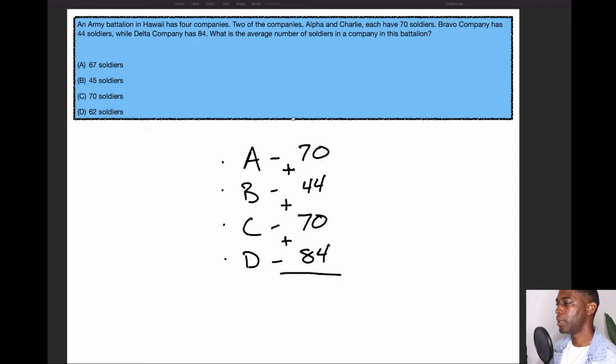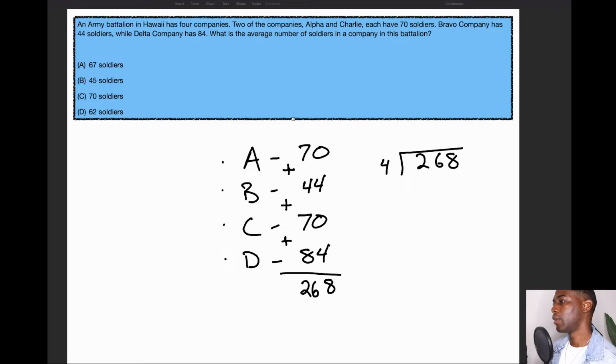Okay, let's add it up. 0 plus 4 plus 0 plus 4 gives us 8. 7 plus 4 is 11. Plus 7 is 18. Plus 8 is 26. Hope I did that right. Y'all math check me. Right? 268. We're about to find out. Now, I'll take that 268 and we have to divide now by 4 in order to find the average.